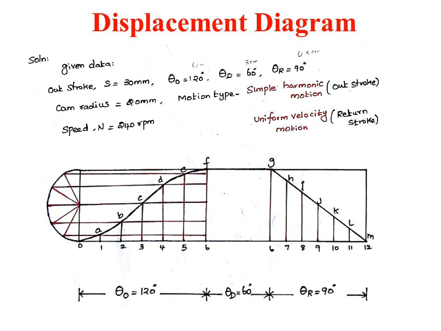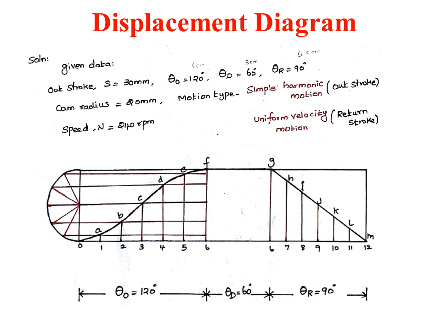As the next step, we need to divide the outstroke and the return stroke into an equal number of even parts. Here in the sketch it is 6, divided into 6 equal parts. Next, through these 6 equal division points that we have marked, draw vertical lines. The height of these vertical lines will be equal to S, that is the lift, which is 30 mm.